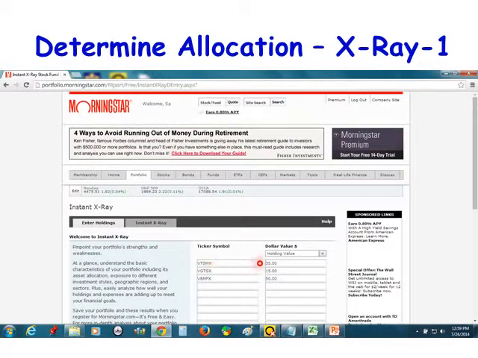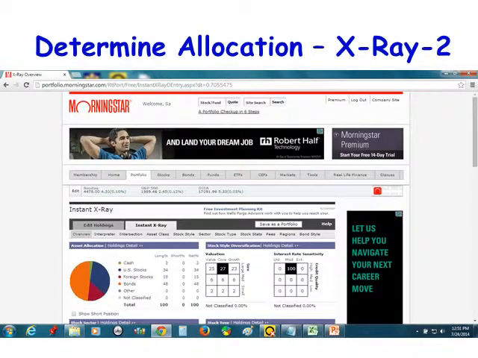So this is three funds. Total stock market fund is 35%. Total international stock fund is 15%, and total bond fund is 50%. Let's continue. After that, you submit that and click the Show Instant X-ray button. Click that, and after that, you get to the next screen. Okay, the next screen looks like this.